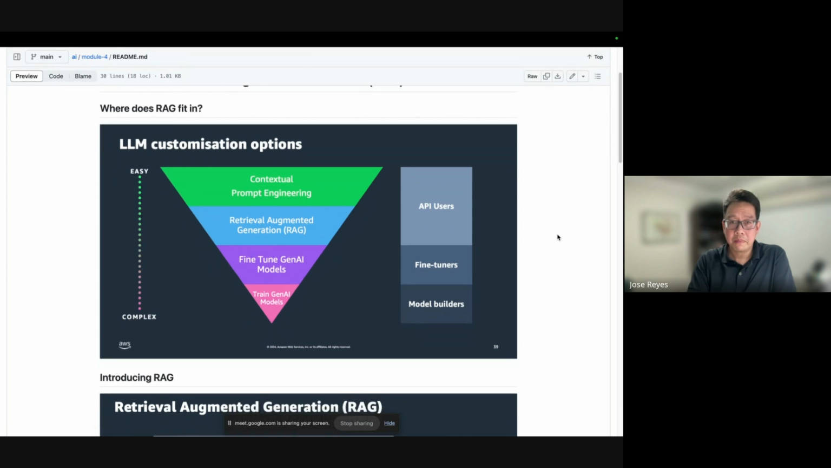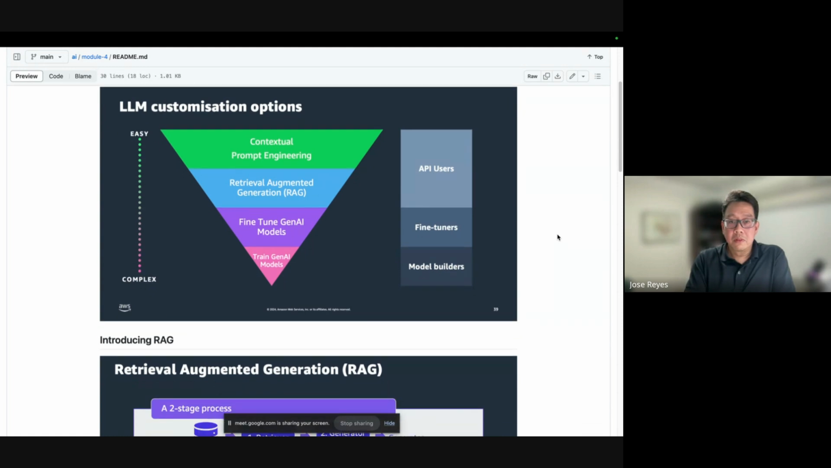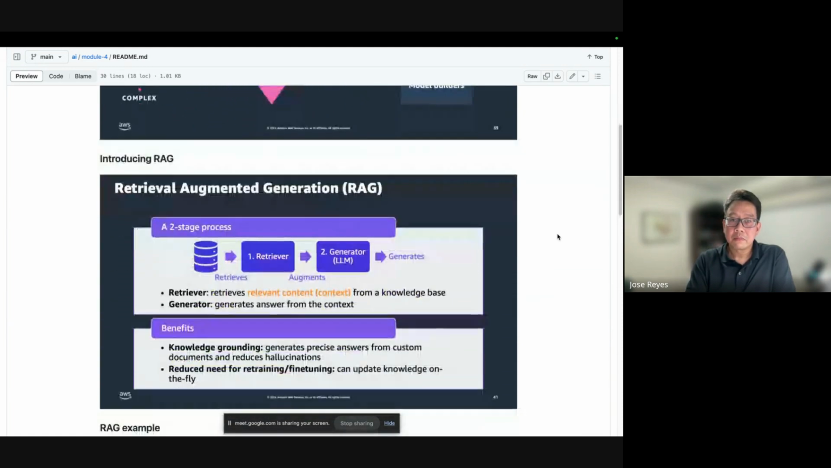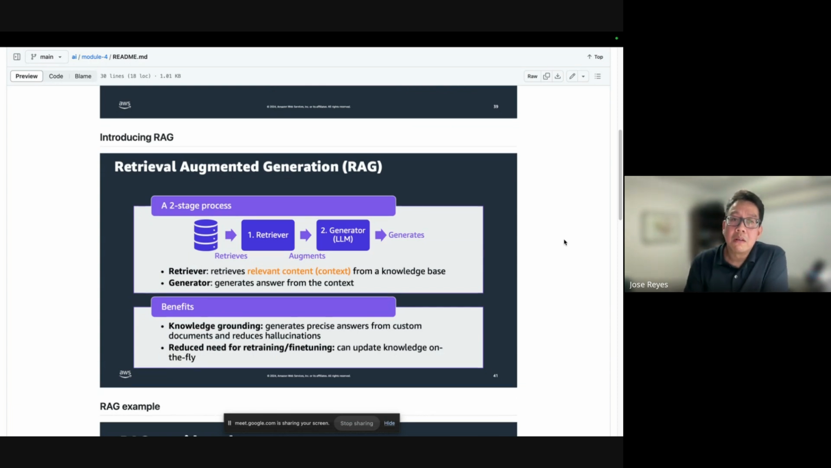Questions so far? Okay, I'll just continue. There are 4 slides here, and the third one is the most important one. But yeah, let's go. Okay, so let's discuss retrieval augmented generation, right?